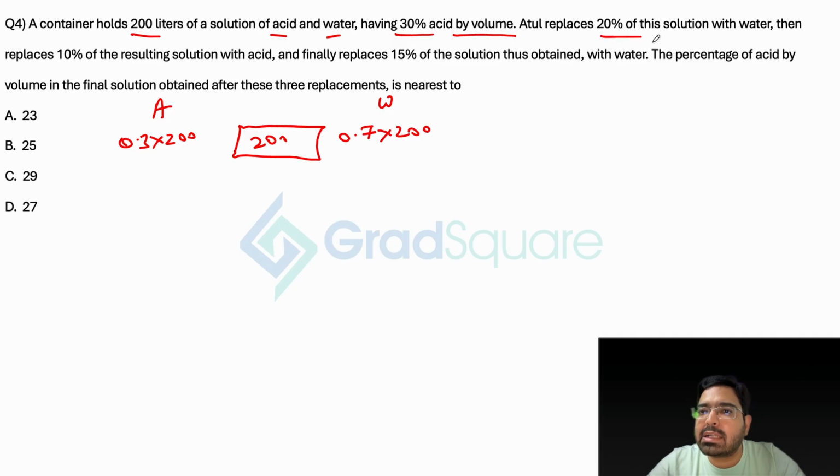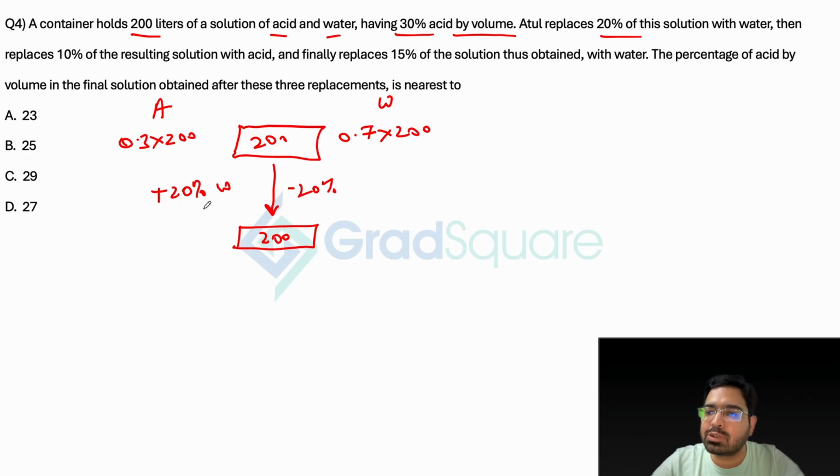Atul replaces 20% of this solution with water. So you are removing 20 percent of the solution, remember, and then you add 20 percent of water to this, right? Of course the total quantity will still remain 200 liters because you removed 20 percent and you added 20 percent of water. Total quantity will not change. Of course acid and water would have changed.